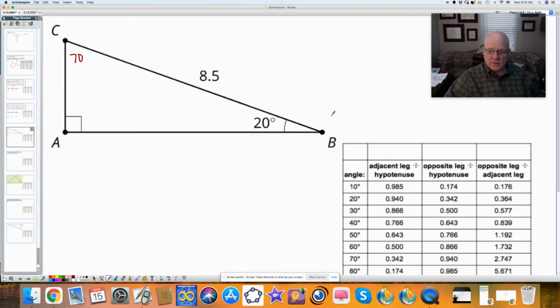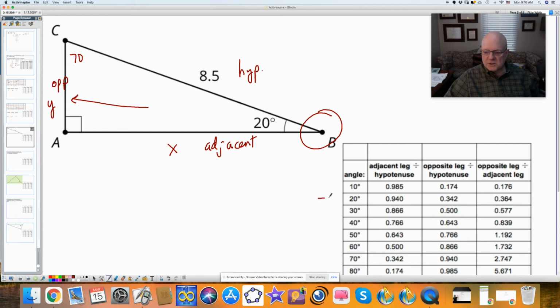From this reference angle, go all the way across, this is the opposite. I'm going to label it Y, so I don't have to label it every time. And this is the adjacent leg, and I'll call it X. And this is the hypotenuse. We know the ratios for a 20-degree angle. If I do opposite over adjacent, I'm going to have Y over X, and I won't be able to solve for it. So I'm going to use these two.